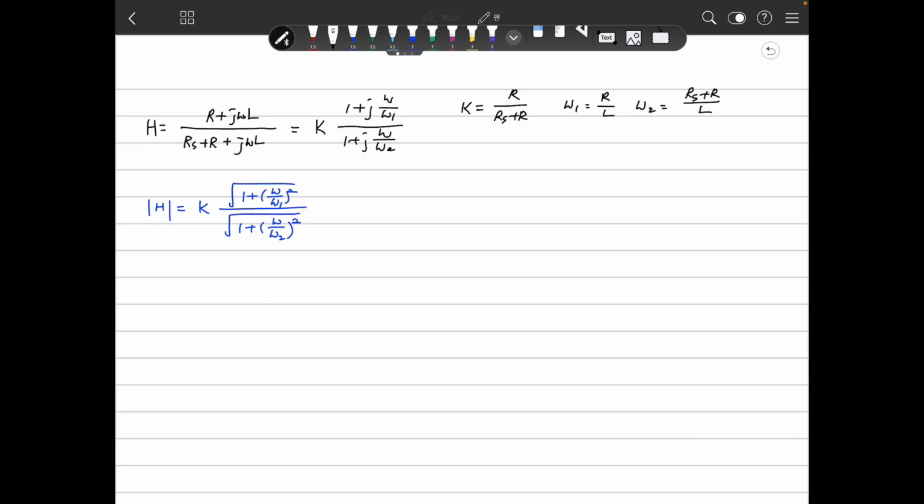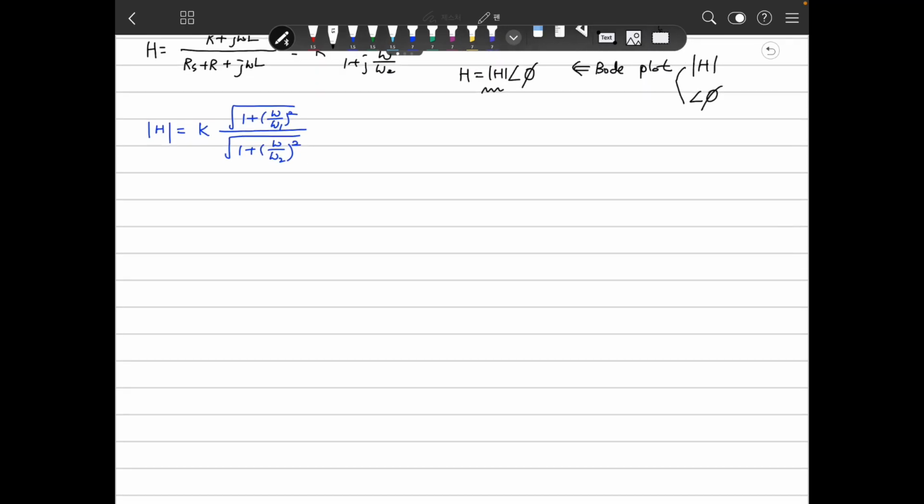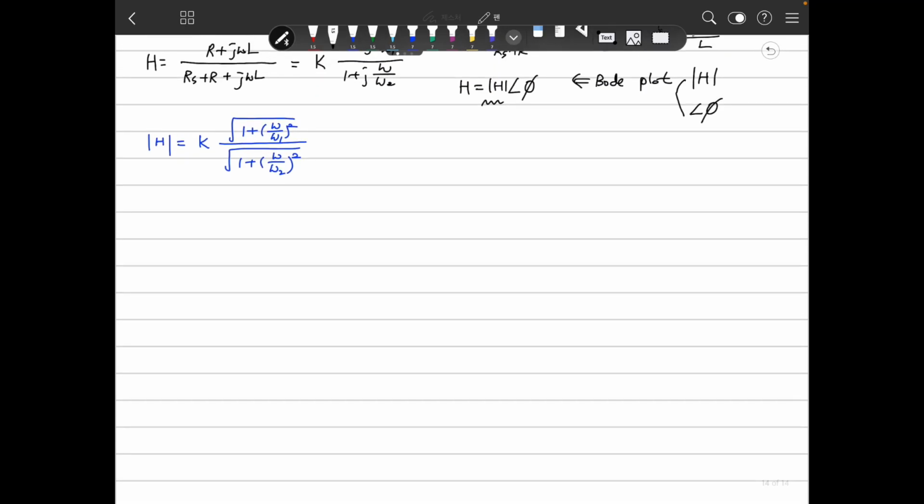Then we want to draw the Bode plot. Actually, Bode plot has two figures. The first thing is the magnitude. The second thing is the phase of H. So H has a magnitude and a phase angle. So first we will draw the magnitude values. And the Bode plot is two figures: magnitude of H and phase angle. So first we want to draw the Bode plot in the magnitude.